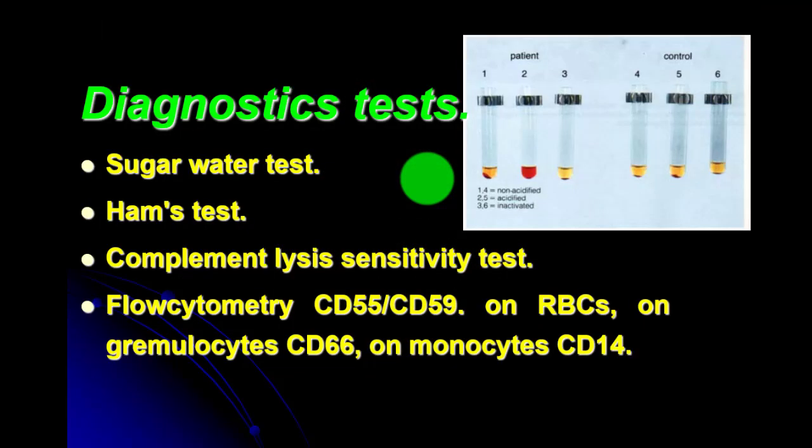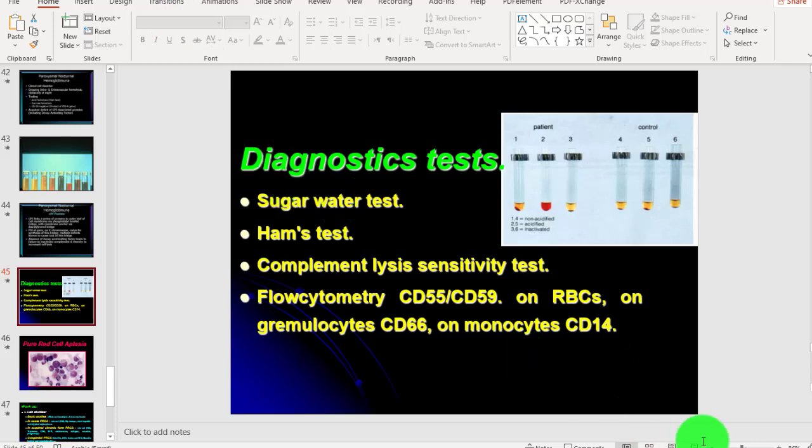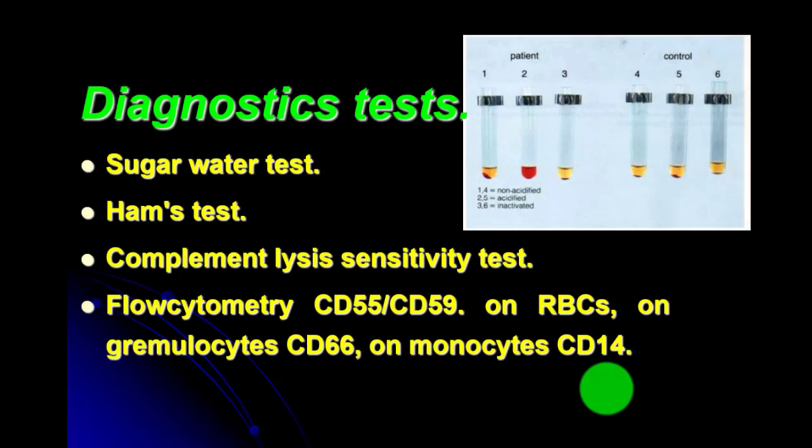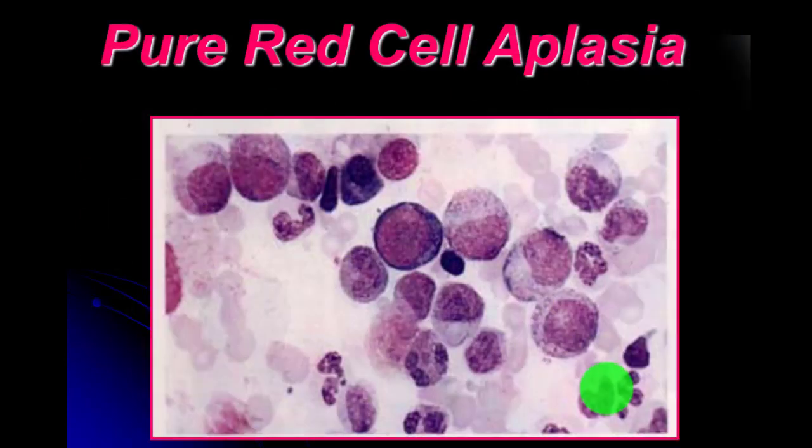Diagnosis: sugar water test, Ham's test, complement lysis sensitivity test, flow cytometry, CD55, CD59 on RBCs, on granulocytes CD66, and on monocytes CD14.